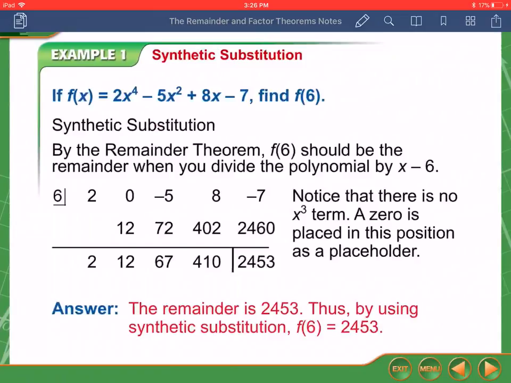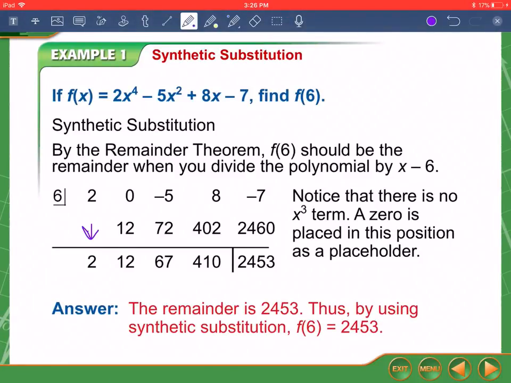So you set up your synthetic division. Along the top we have 2, 0, negative 5, 8, and negative 7, and we're dividing it by positive 6. So we always bring our first term straight down, and then we multiply 2 times 6 is 12. We add together the next column, so 0 plus 12 is 12.